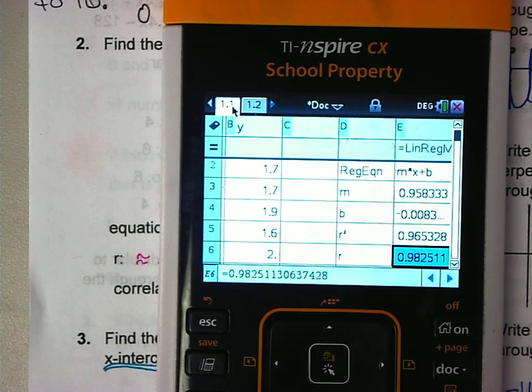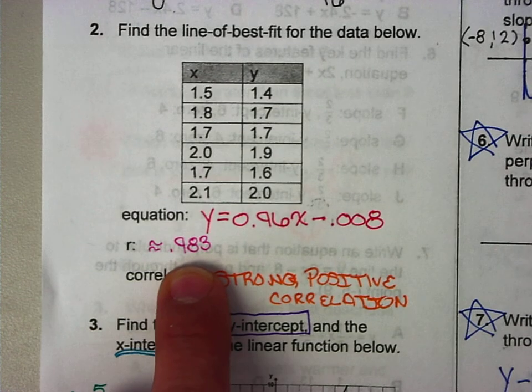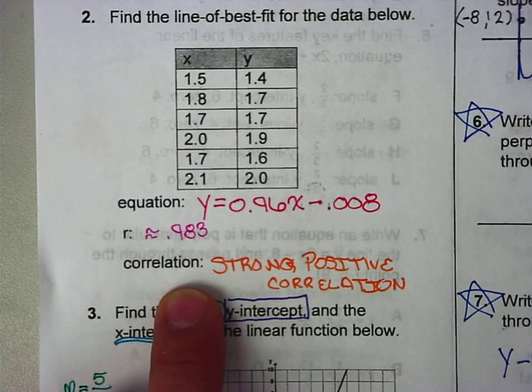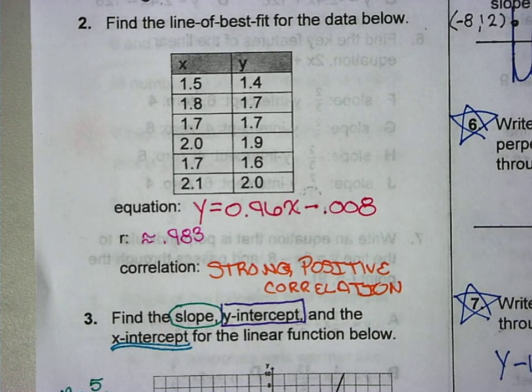So here we go. The correlation is 0.982511, and I went ahead and rounded that to 0.983. Our correlation in this case, 0.983. 0.983 is very close to positive 1, so that is what we consider a strong positive correlation.